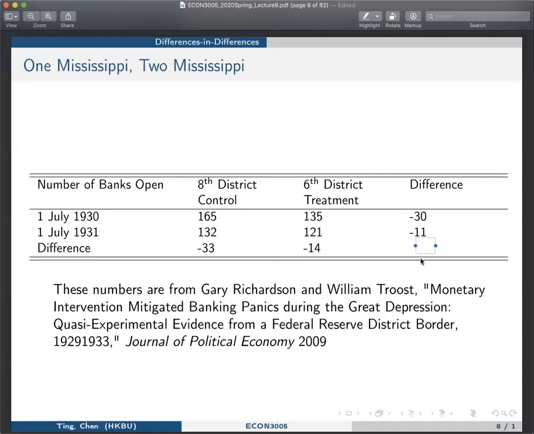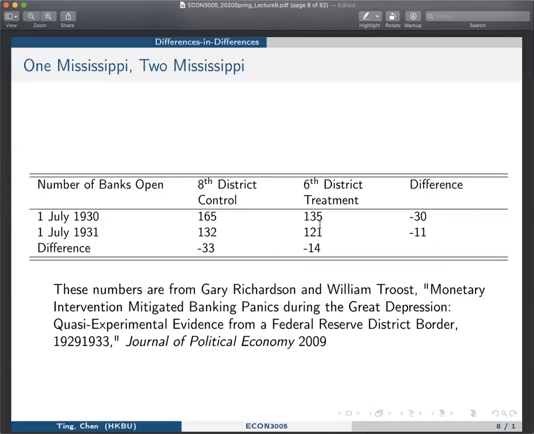Okay. So the actual effect is not -11. It's actually 19. Okay. Because you have to minus those pre-treatment difference between the two districts. This is why we call the method different.